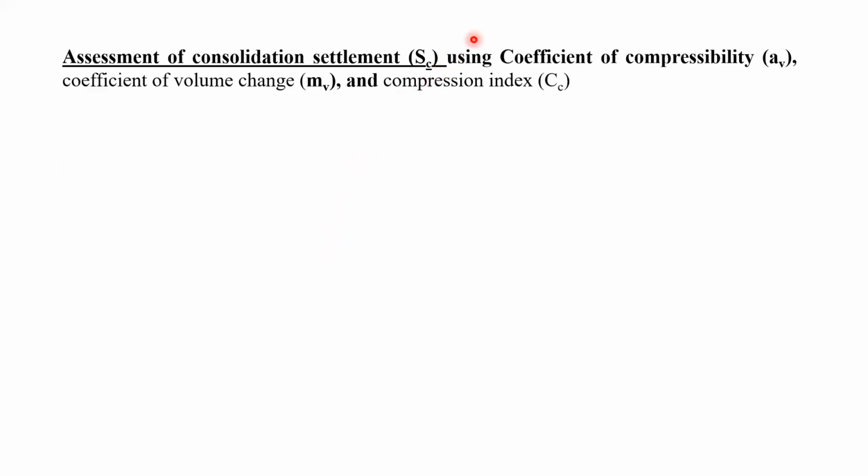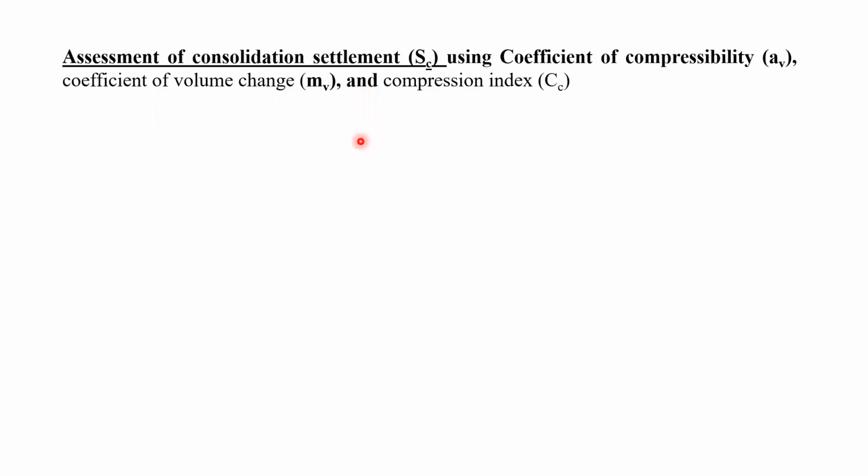Now we shall talk about another topic. How we can calculate the settlement, or consolidation settlement SC, using the coefficient of compressibility AV, coefficient of volume change MV, and compression index CC. See, these definitions I have already discussed in the last lecture. So the assessment of SC, or the determination of consolidation settlement using these parameters, is very, very important from the numerical point of view also, right?